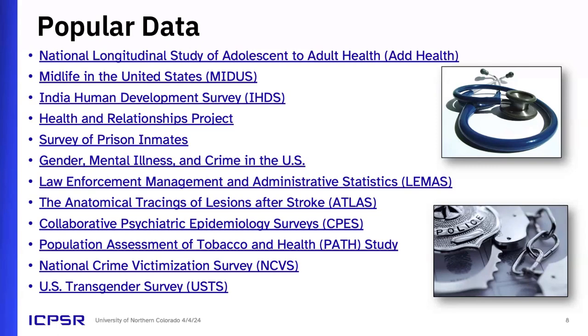Ad Health will always be our most commonly downloaded data set. It's huge. There's a lot in it. You can do all kinds of research, so it will always be at the top. But Midas and India Human Development Survey often fight for the second and third spots. But underneath that, it changes depending on what is going on in society.